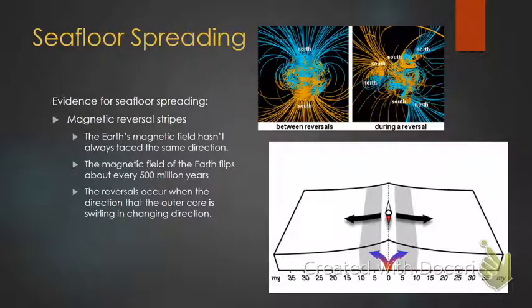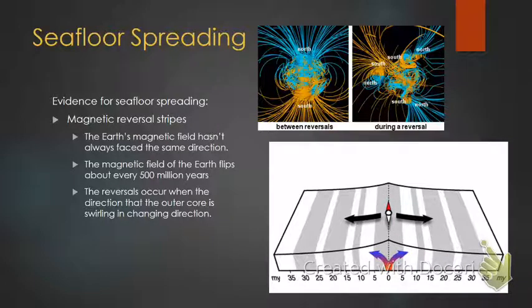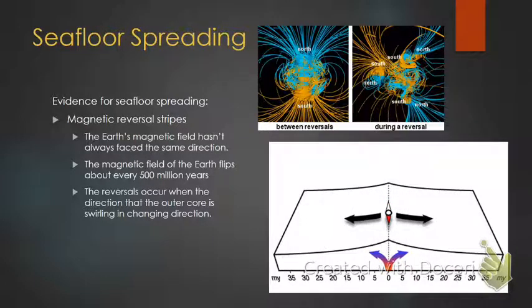Now, where do we get evidence for seafloor spreading? Well, first we have magnetic reversal stripes. So the Earth's magnetic field hasn't always faced the same direction.